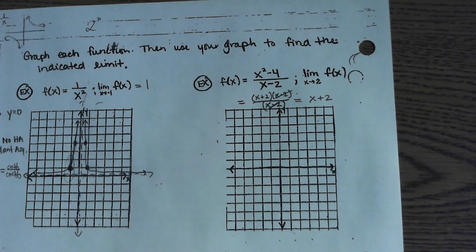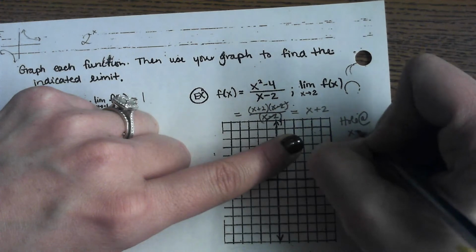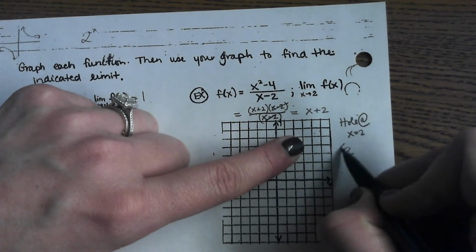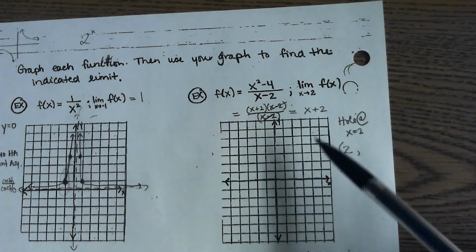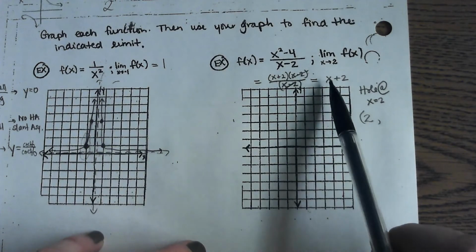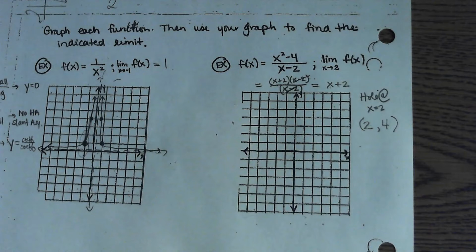It can't equal 2, so what will be at 2? What'd you say? A hole. Right, exactly. When factors in rationals cancel, you're going to have a hole at x equals 2. And more specifically, that hole location will be 2, comma, and wherever that point would have otherwise been on the line. So if x is 2, the point on the line would be 2 plus 2, which is 4. So your hole is at 2, 4.